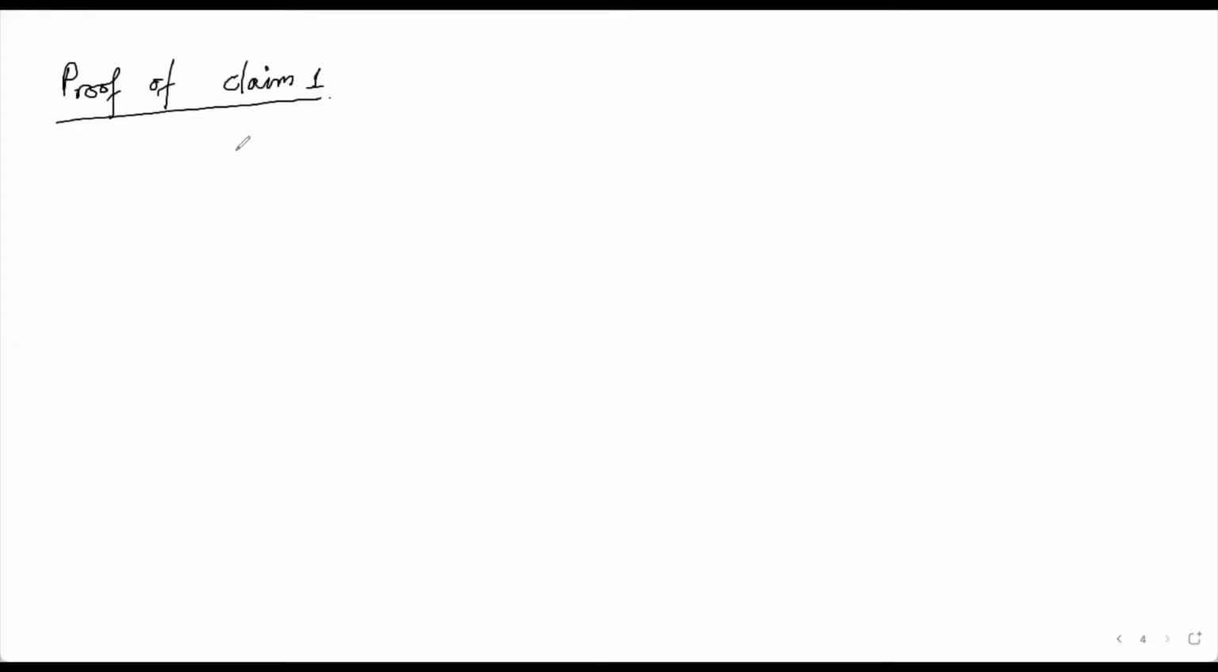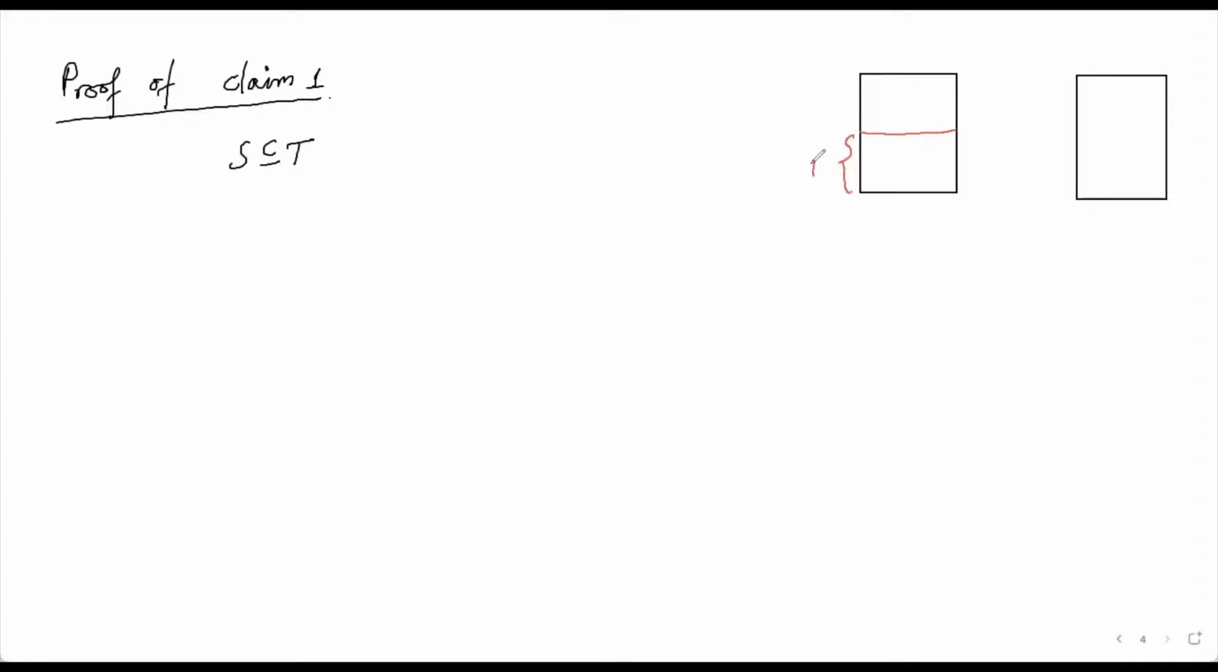So what we have is S subset of T. So let us draw a picture. So this is our A, and this is our B, and let's say this portion is T, and this portion is f of T.